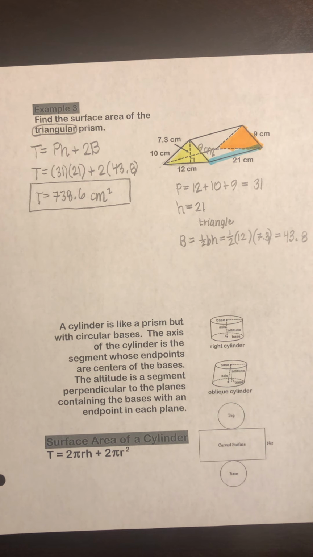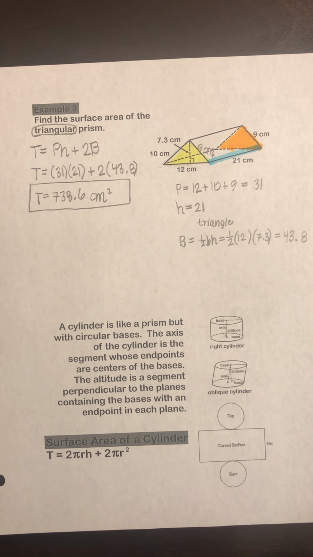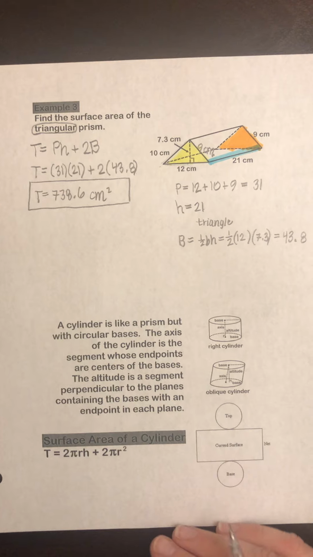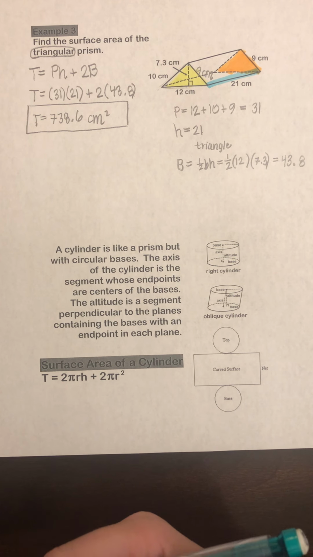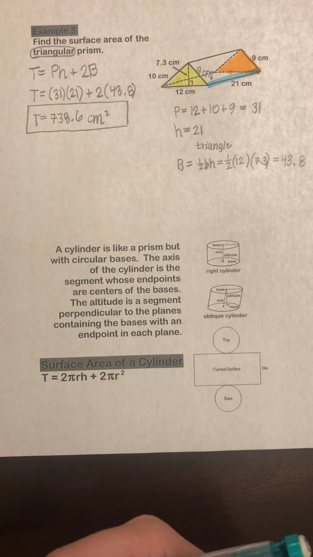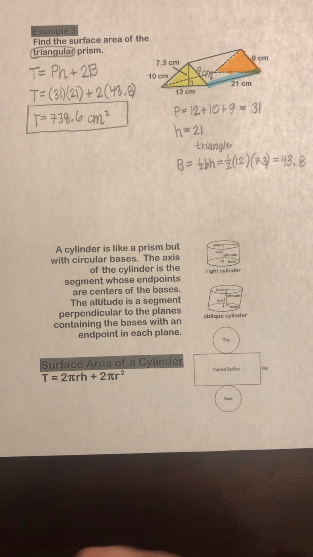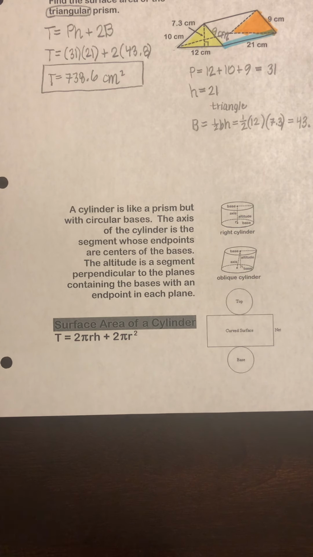Okay, so we've just talked about prisms. Just a real quick review: prisms mean you have 2 bases. Those bases are parallel and congruent. The height of a prism is the distance between your 2 bases. Now we're going to talk about cylinders, because remember we said cylinders are like prisms. They have 2 bases, and their bases are parallel and congruent, but their bases are not polygons, they're circles. That's why they get the fancy name of cylinder.